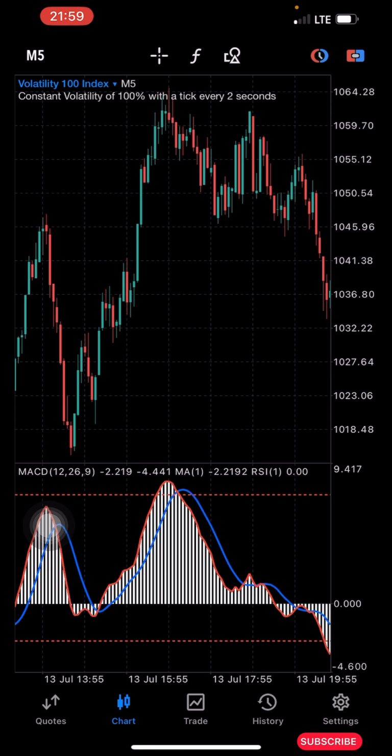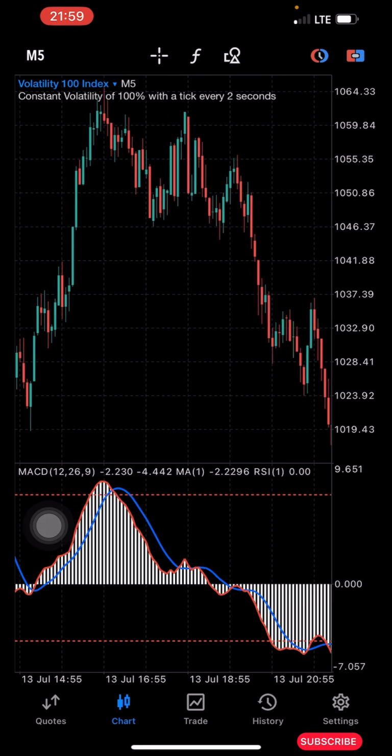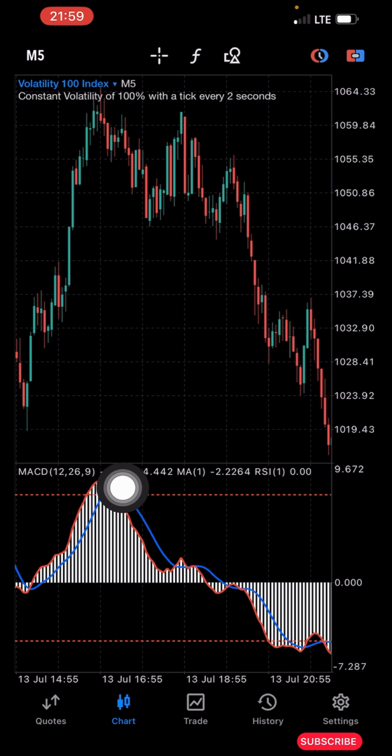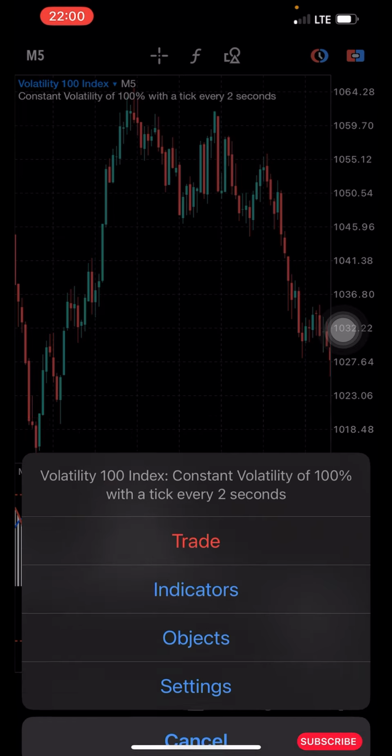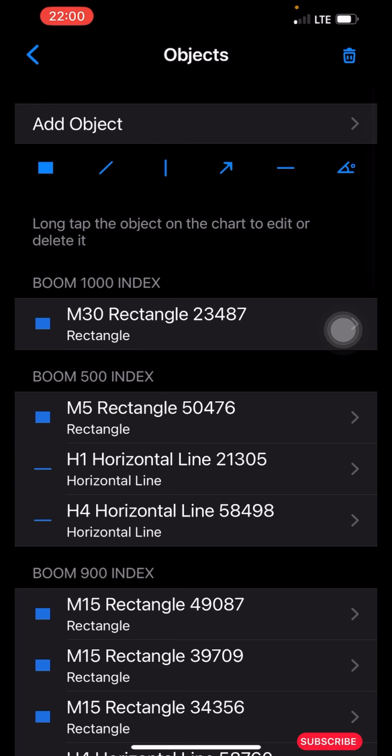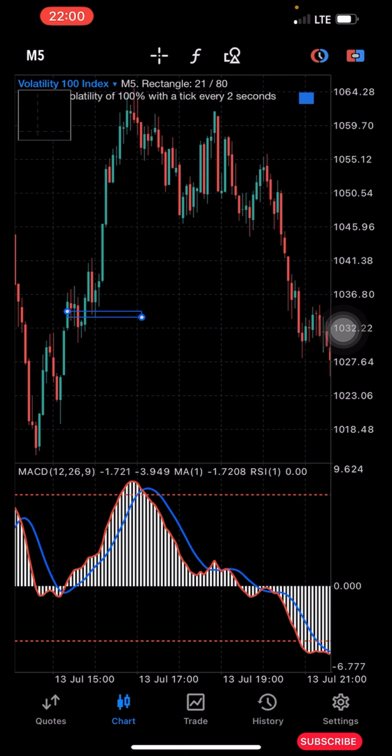Okay, so now you see that this has gotten to the overbought level, right? Now you know that the market is about to reverse, right? Now what you need to do again is to mark the most recent structures in the market. So we have this structure here, which is a very strong key level, right?